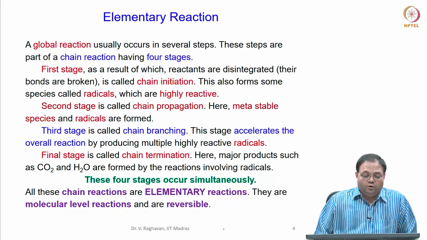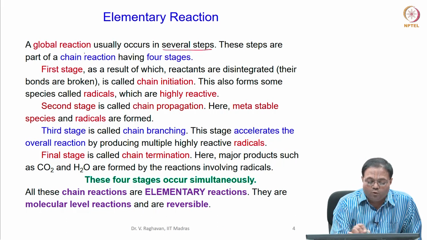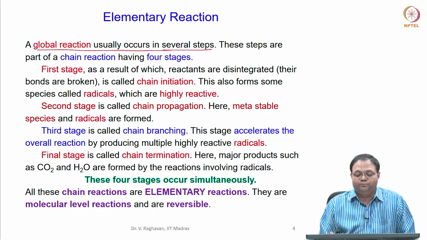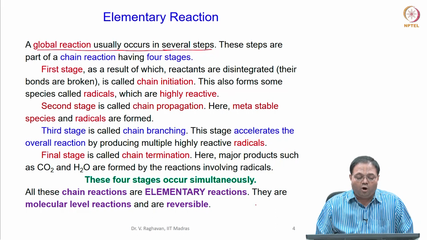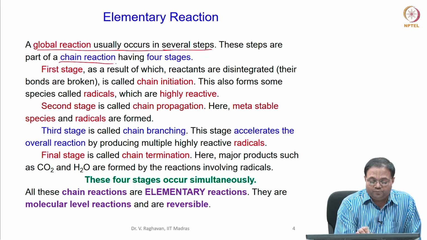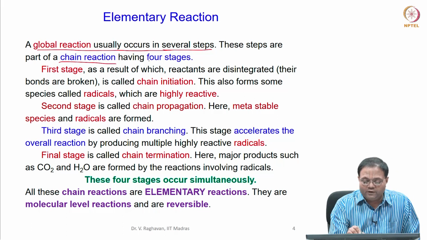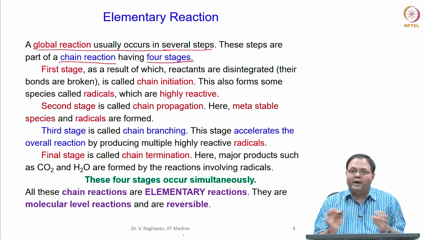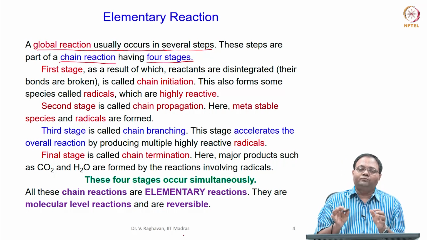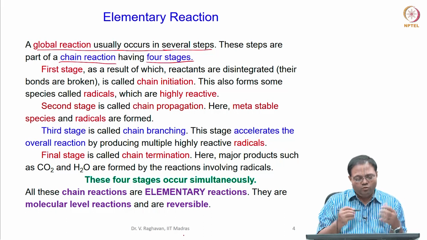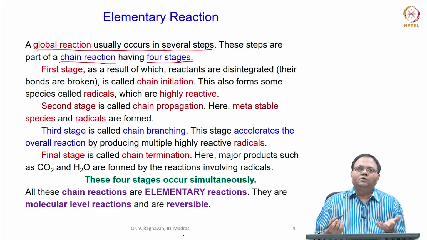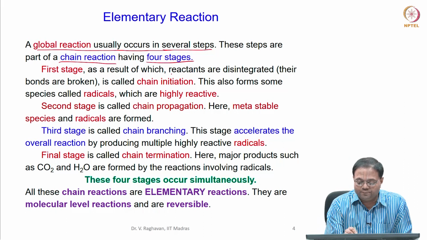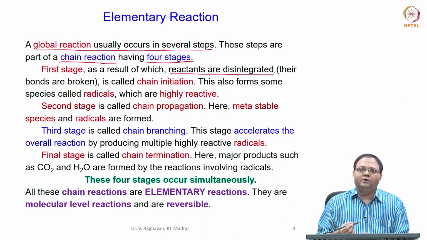So how does it occur? It occurs in several steps. The global reaction usually occurs in several steps. These steps are part of a chain reaction, which can be divided into 4 stages. Chain reaction. So what happens is, the reactants should break. For example, O2 should break into O atoms, CH4 should break into CH3, H, CH2, H2 and so on. So in several ways the reactants are going to be disintegrated, because the bonds should be broken.